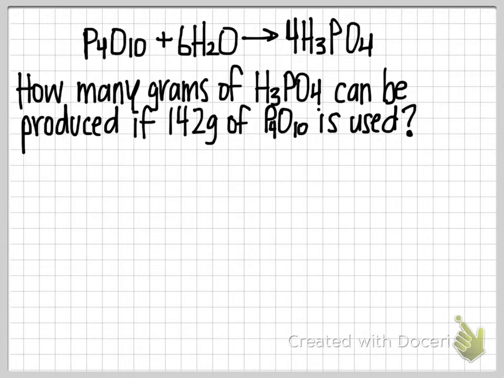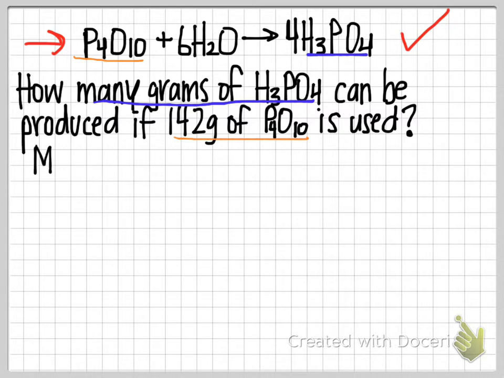Alright, this question is going to be an example of the questions that we've been working towards this whole time. We have a reaction here, P4O10 plus 6H2O yields 4H3PO4, and yes, it is balanced. Then our question says, how many grams of H3PO4 can be produced if 142 grams of P4O10 is used? In order to do this problem, you're going to need to make a map, keep track of everything.